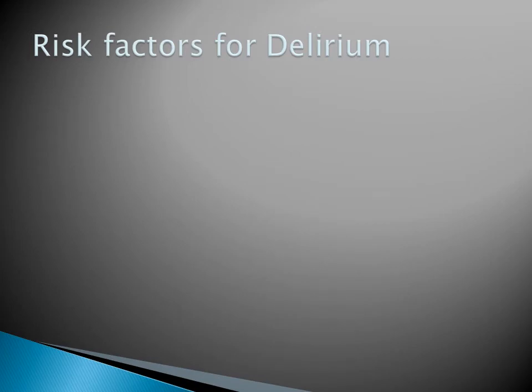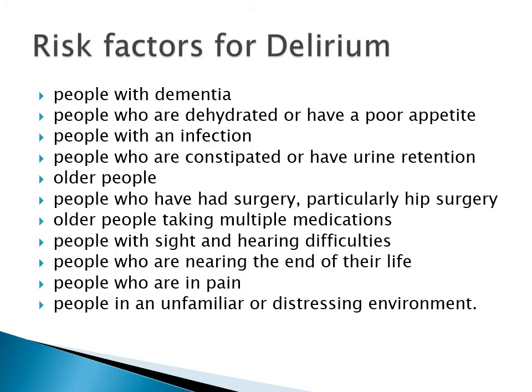So what are the risk factors for delirium? The risk of delirium is highest in people with dementia and people who are dehydrated or have a poor appetite. Any infection can lead to delirium, particularly UTI, constipation and urinary retention. Older people without any other cause may develop delirium.